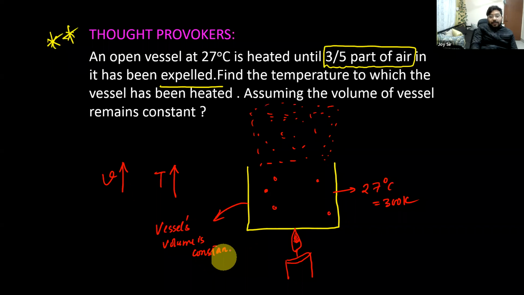That means you heat it while the volume of the vessel does not change. Find the temperature to which the vessel has been heated, such that 3/5 part of the total air which was inside has gone out. This is a really thought provoking question, but your system will always remain the cylinder piston system. So how will you do it? Try once. I'll give you 2 minutes to think, and I'll also try with you after some time. Very important question.